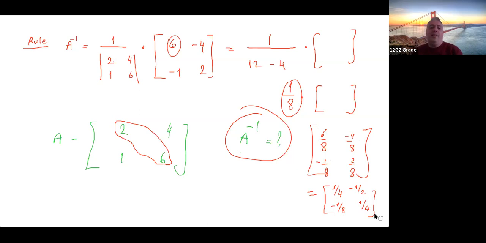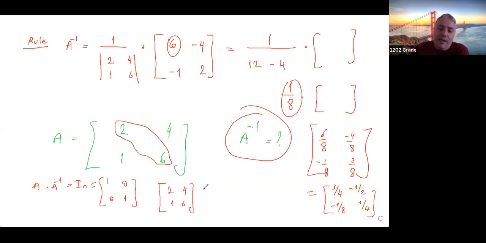How can I check myself? If I multiply A and A inverse, the result must be the identity matrix. Since this is 2 by 2, the result must be 1, 0, 0, 1. Let's try this. The original matrix is 2, 4, 1, 6, and the result which we found is 3 over 4, negative 1 over 2, negative 1 over 8, and positive 1 over 4.